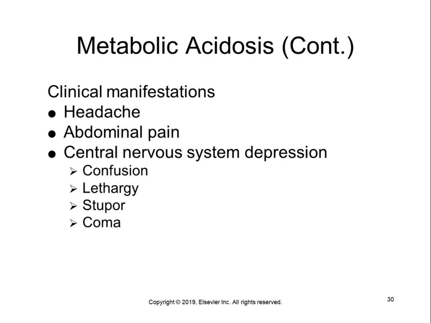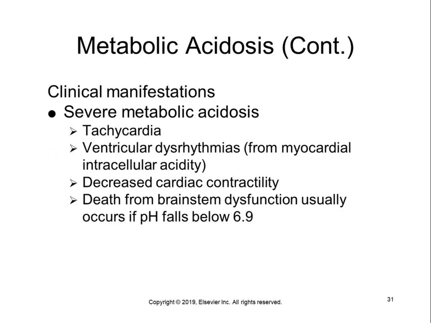Clinical manifestations: headache, abdominal pain, central nervous system depression, confusion, lethargy, stupor, coma. Clinical manifestations of severe metabolic acidosis: tachycardia, ventricular arrhythmia from myocardial intracellular acidity, decreased cardiac contractility, death from brain dysfunction usually occurs when the pH falls below 6.9.